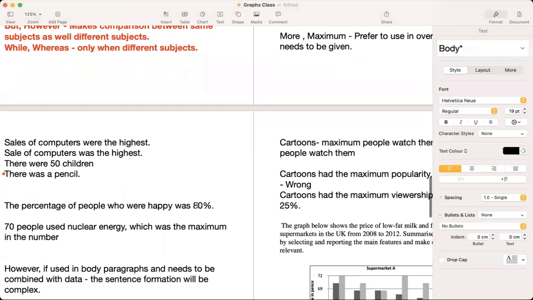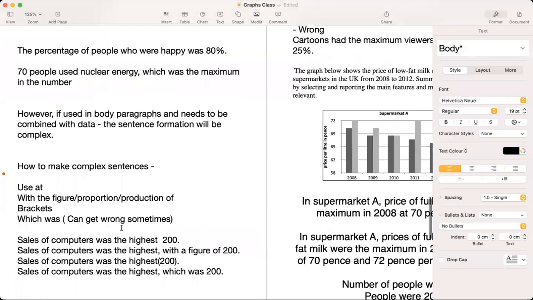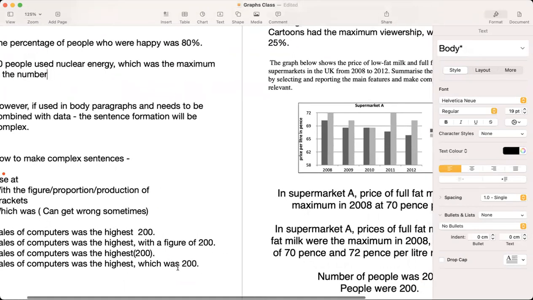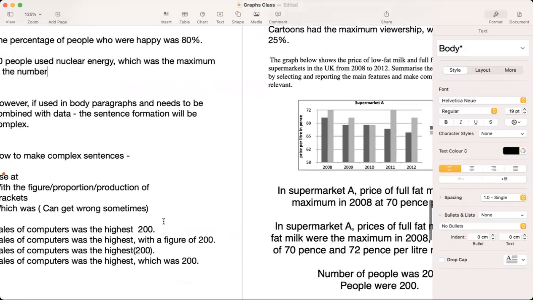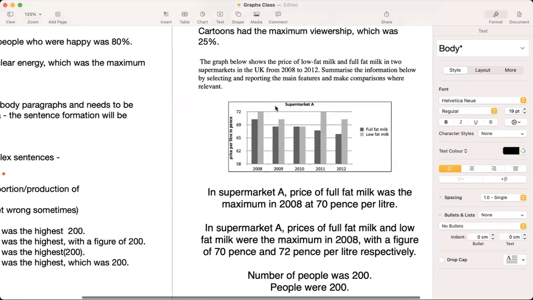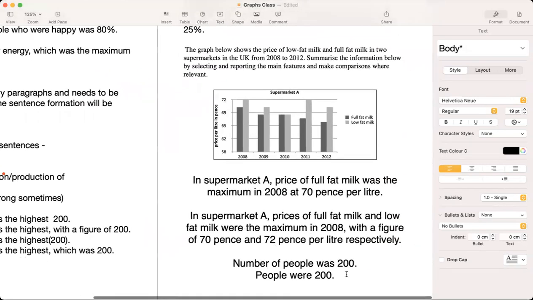Okay, so just complex sentences, I told you how to do it. "Was the highest at, with the figure of, bracket, which was 200." You can use any of those techniques that you want. Now what I was thinking is I'll take a graph and write it with you, and we'll end the class there.